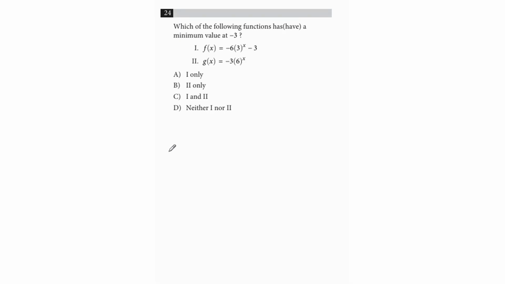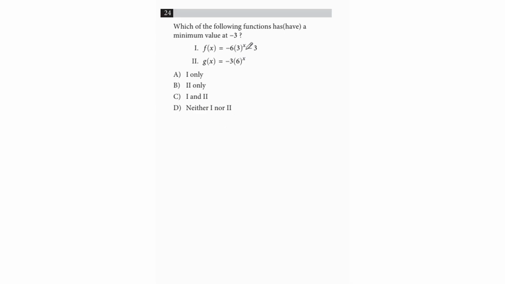Let's get started. So again, this is question 24 on the fifth practice test on the SAT practice test website. It says, which of the following functions has or have a minimum value at -3? The first function is -6 times 3 to the power of x, minus 3. The second one is -3 times 6 to the power of x. The choices are: A, only the first function; B, only the second function; C, both 1 and 2 have a minimum value at -3; or D, neither one of them has it. So let's take a look at this real quickly for both.